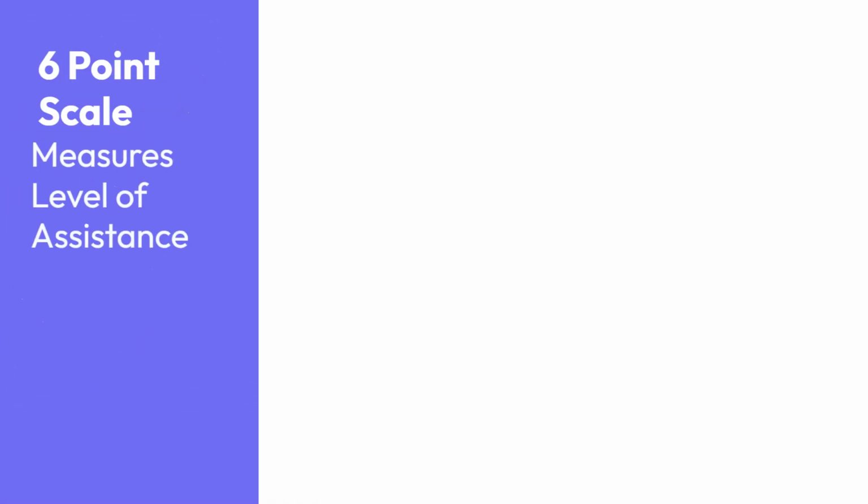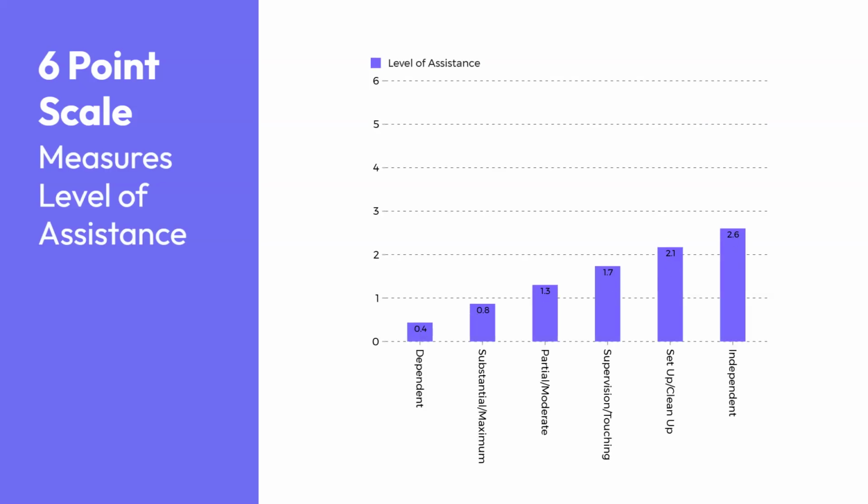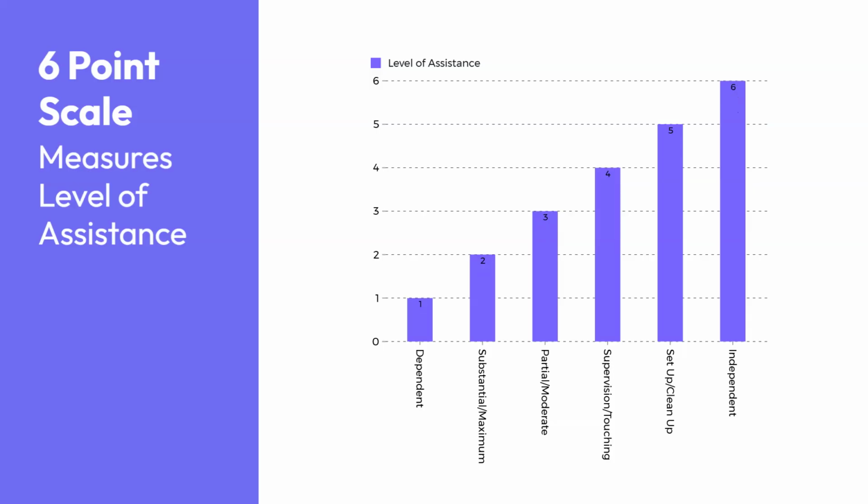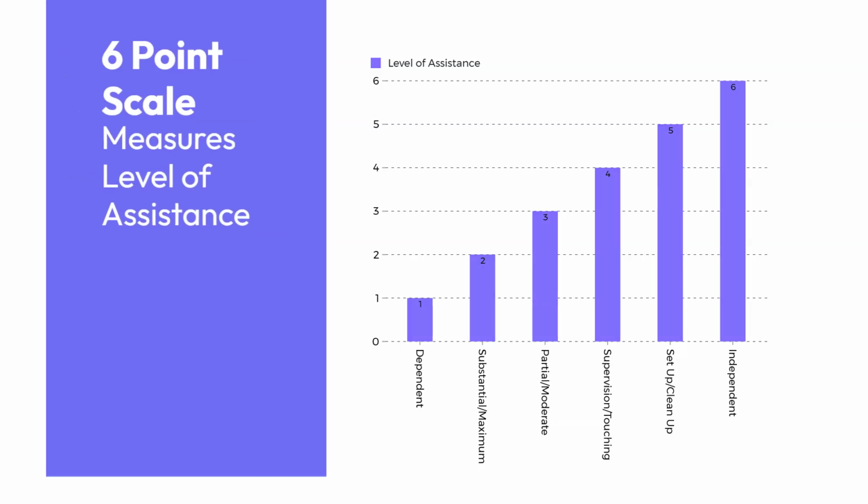This will be accomplished by utilizing the 6-point scale, a method used to gauge a resident's capabilities by measuring the amount of assistance they require from a helper. The scale, ranging from 1 to 6, provides 6 unique levels, each representing a distinct ratio between the resident's participation to the amount of assistance that was required to complete the task.